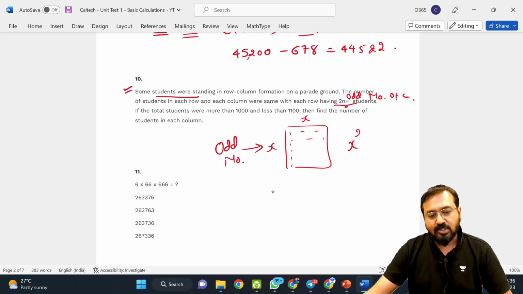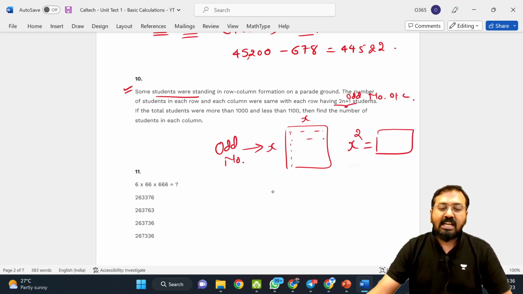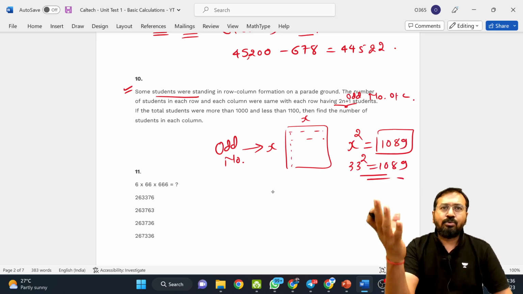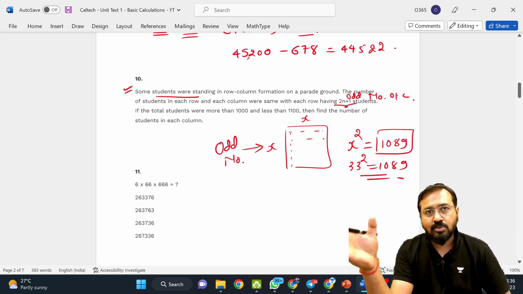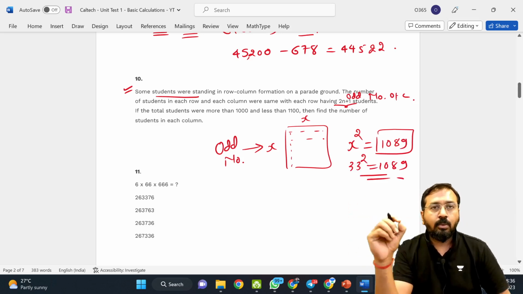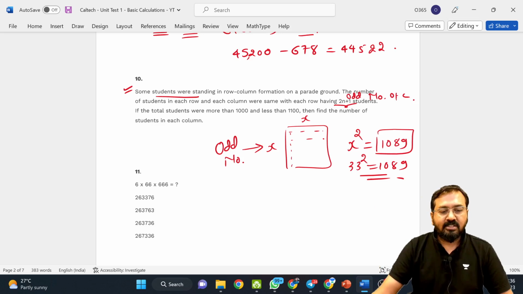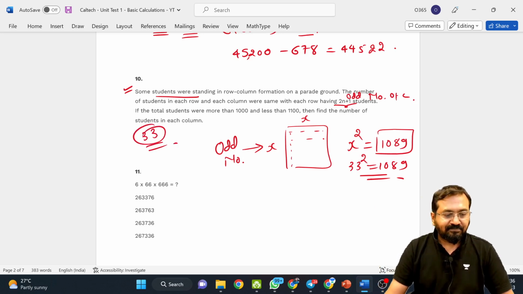So we can say x square is between 1000 and 1100. We know only one number, 1089, which is 33 square. You can quickly figure this out by a little trial and error. 30 square is 900, 31 square is 961, 32 square is 1024, 33 square is 1089, 34 square is 1156, and so on. So you can quickly calculate this value should be 33. There should be 33 students in each column.